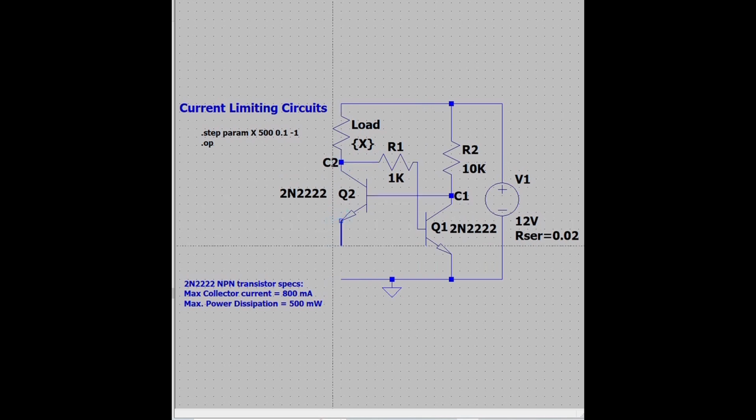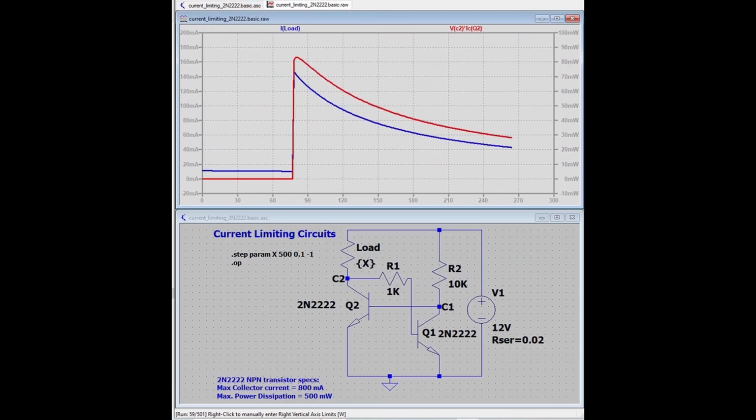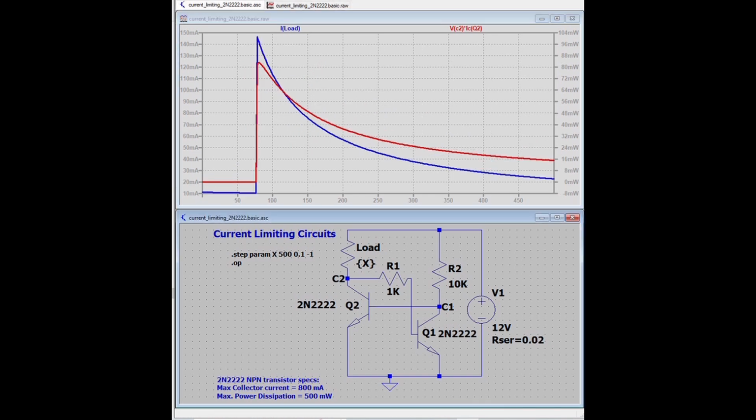And connect the emitter of Q2 to ground. Here we have an electronic circuit breaker that will shut down when the current reaches a certain limit. In this case, 150 milliamps, and a power dissipation of only 80 milliwatts.